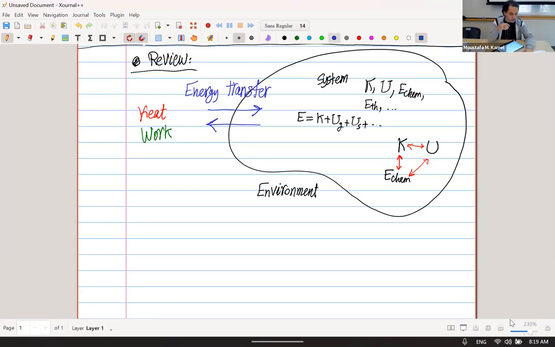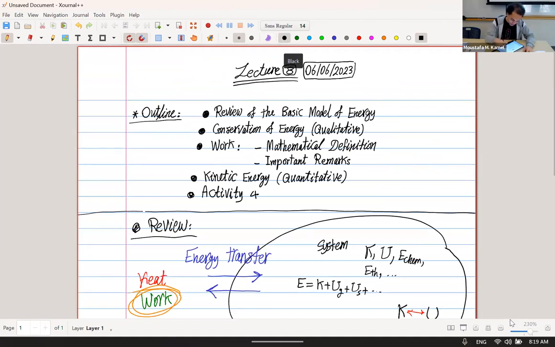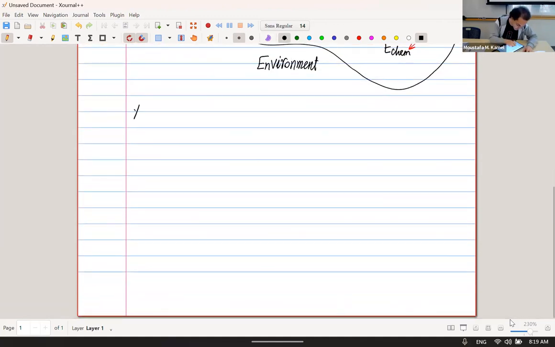We're not going to discuss heat in this class because this requires a thermodynamics course. We're going to focus on work. But before discussing work, let's discuss conservation of energy qualitatively, and then we're going to get to work. So, conservation of energy.